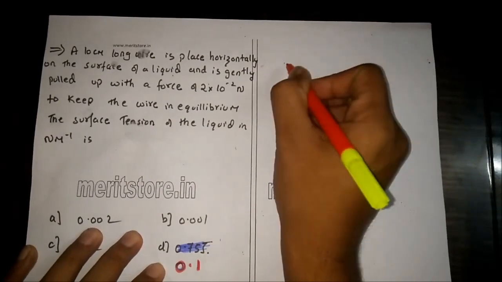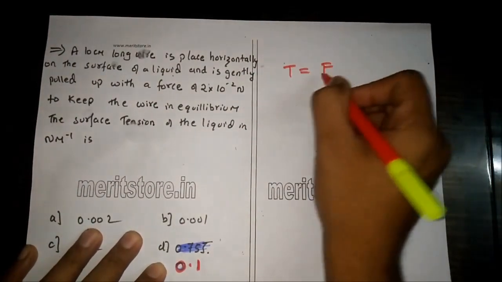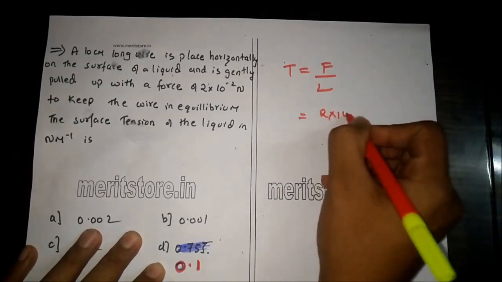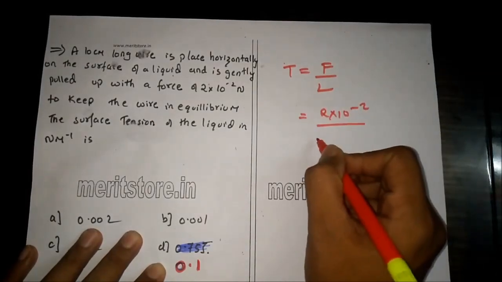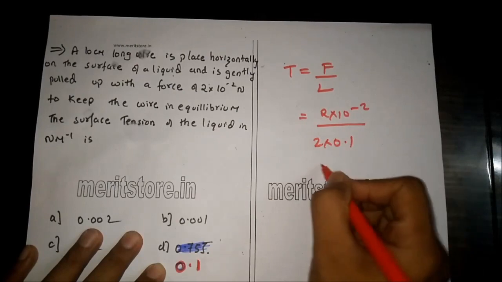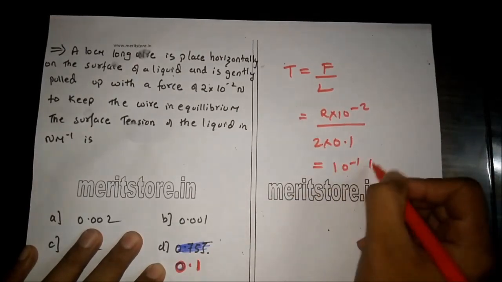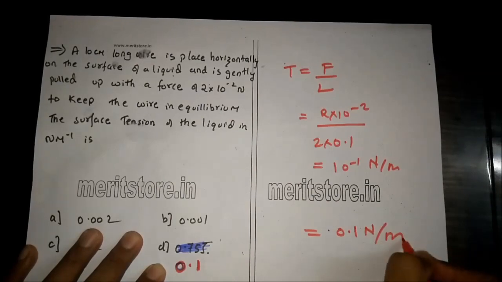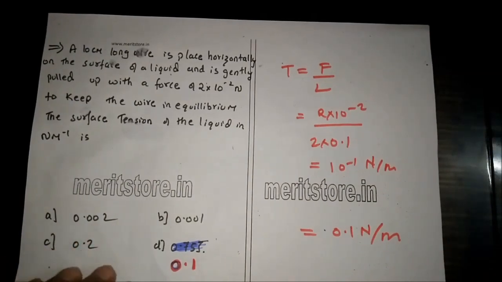Now the surface tension is given by the formula T is equal to the force upon the length. Therefore the force given here is 2 into 10 raised to minus 2 upon the length, which is 0.1, which is equal to 10 raised to minus 1 Newton per meter, which is equal to 0.1 Newton per meter. Therefore the correct answer here is option D.